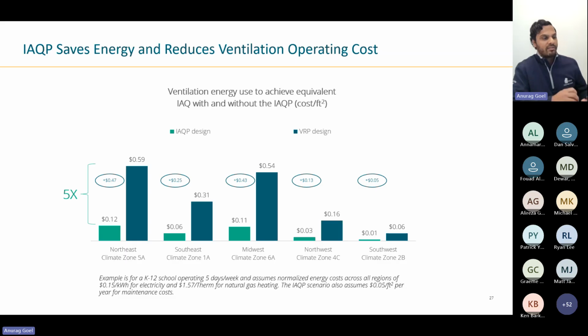So some of those rules of thumb are built into this graphic here. This is from energy modeling I've done showing that, let's look at maybe climate zone 5A and 6A, which I think are most applicable to the eastern part of Canada, is that if you look at climate zone 6A, for a VRP design where we don't have air cleaning, it's about 54 cents per square foot to ventilate the space or the building. And then with the IAQP, we can get down to about 10 to 11 cents per square foot. So about 43 cents savings there on an annual cost basis.